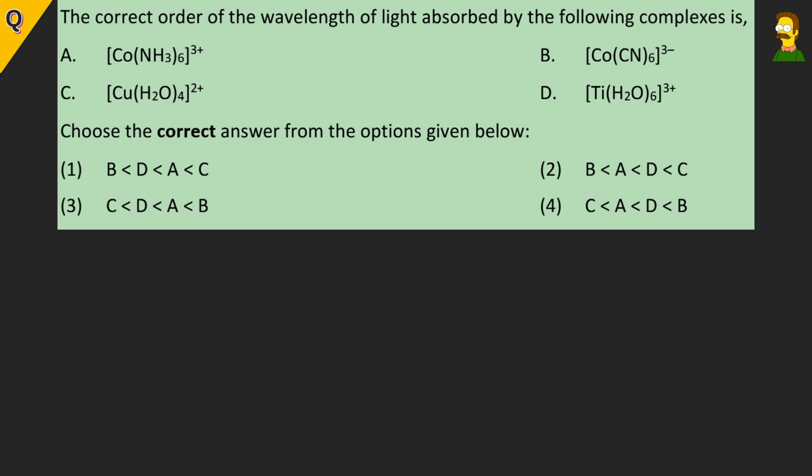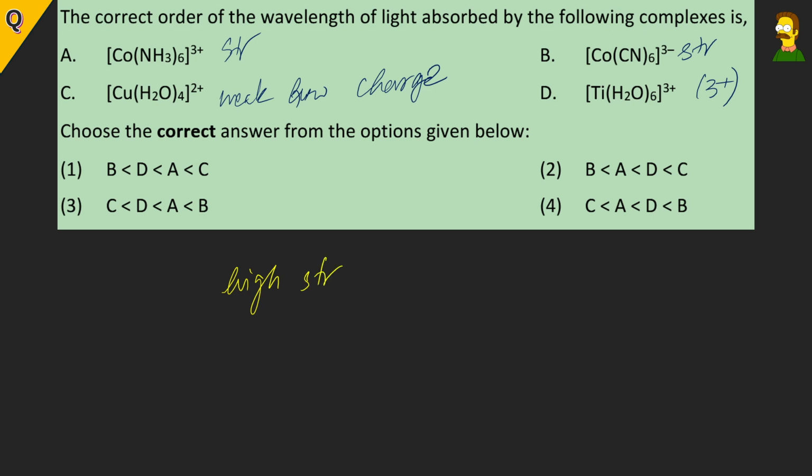The correct order of wavelength of light absorbed by the following complexes is what? I love this question because, again, you can do this with logic. How? Strong field ligand, 3 plus, which is high charge, and weak and low charge. Now, what decides the extent of splitting energy, the magnitude of splitting energy? These are the exact factors. If I have high strength, and high charge, both of these lead to a large splitting energy.